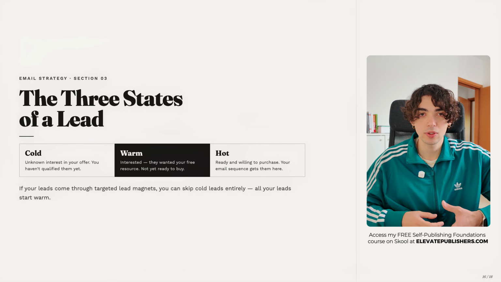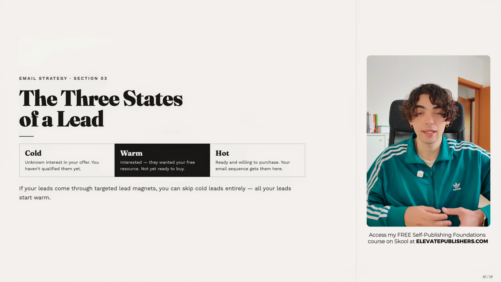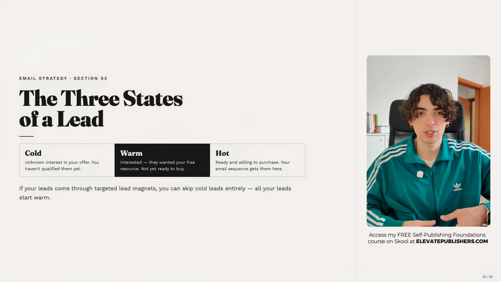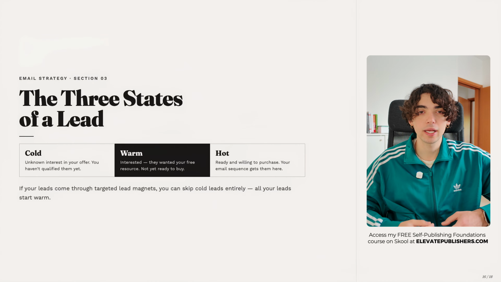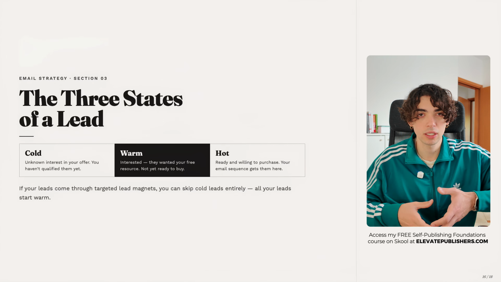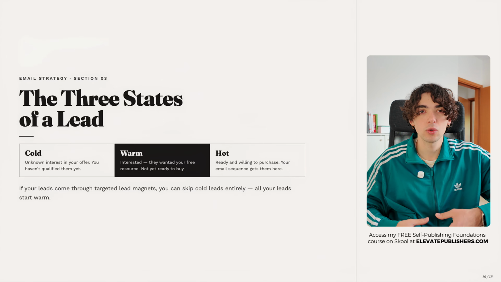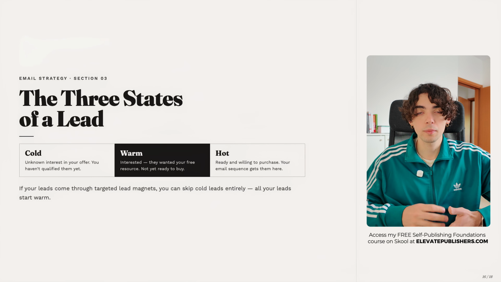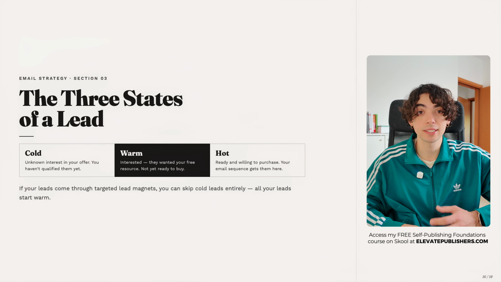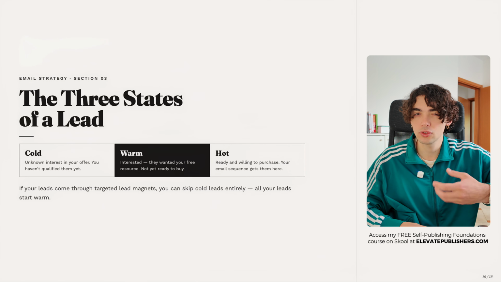To understand this step, you have to understand the 3 states of a lead: cold, warm, and hot. A lead is cold when you don't know yet if they might be interested in your offer. However, if we get all our leads through lead magnets inside our books or outside but strictly geared toward selling our book, then we can skip this step and we'll only have warm leads. Warm leads are targeted people who definitely have an interest in what we do since they wanted the free resource, but we aren't sure yet if they are willing to spend money.